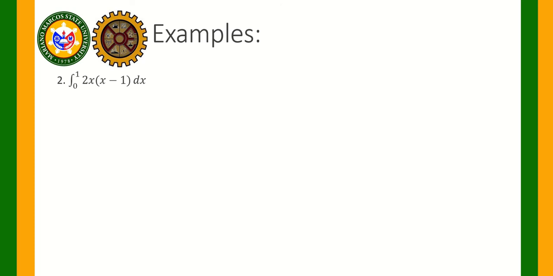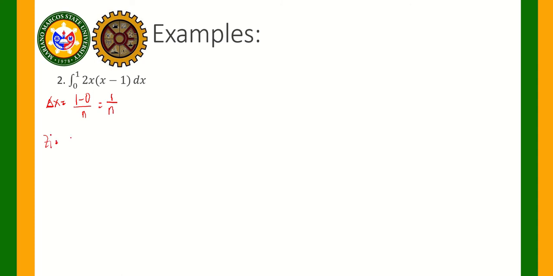Okay, so now let's have another example and we will solve it using the Riemann sum. The integral of 2x times (x minus 1) dx, limits from 0 to 1. So una natin gagawin is to find the value for delta x. Delta x natin is b minus a all over n. So this is equal to 1 over n.